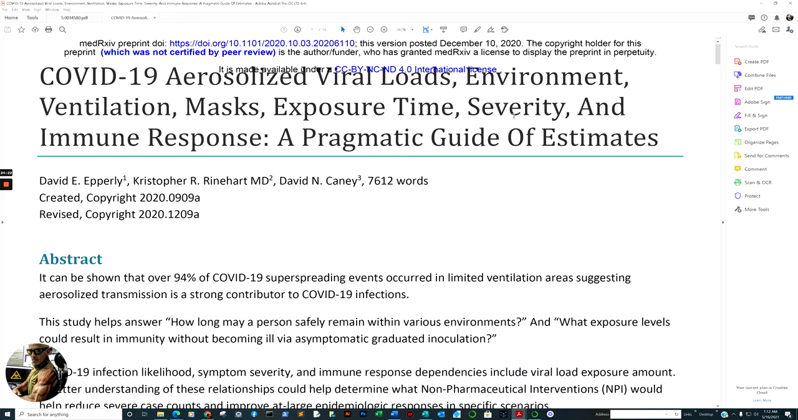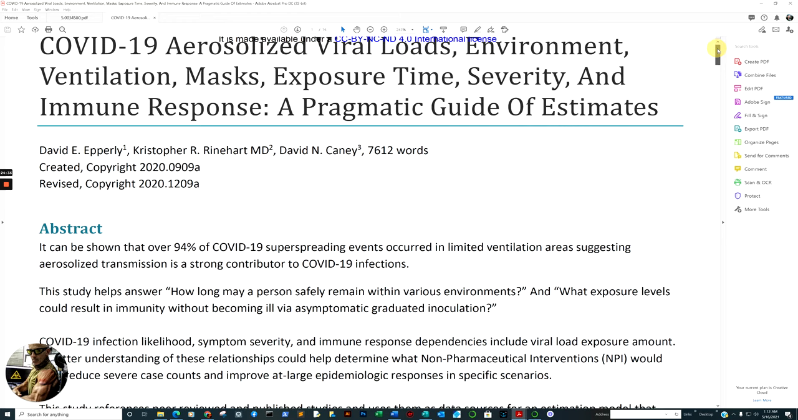Now, this has to be peer-reviewed. This is the information which they utilized, but somehow they basically glossed over. I should say glossed over. They're practically asleep if they ever read it. They said most of the super-spreading events occurred in limited ventilation areas. But now as you go down the study and it looks at outdoor transmission, as follows.